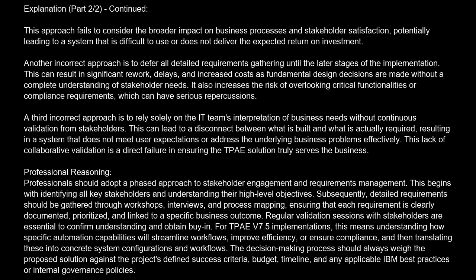Professional reasoning. Professionals should adopt a phased approach to stakeholder engagement and requirements management. This begins with identifying all key stakeholders and understanding their high-level objectives. Subsequently, detailed requirements should be gathered through workshops, interviews, and process mapping, ensuring that each requirement is clearly documented, prioritized, and linked to a specific business outcome.